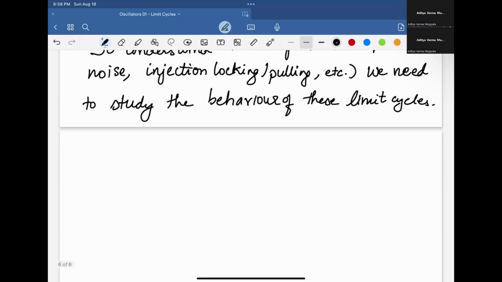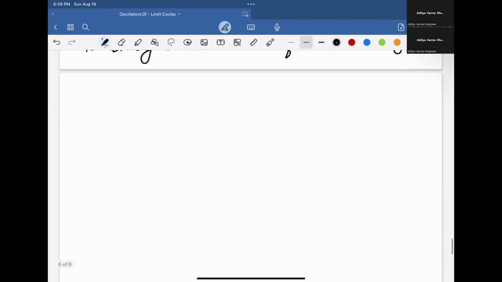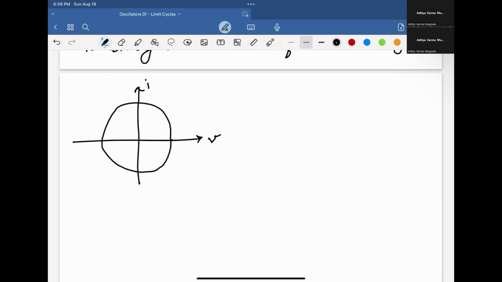So let me give you a preview of what we're going to do. Let's say I have some kind of oscillator, say V and I again, and this is the stable limit cycle. It's a perfect circle. So then I know that if I look at the voltage, it would be perfectly sinusoidal, which is just the projection of this limit cycle on the V-axis. Is that really true? That's only true if this trajectory around this circle has a constant angular velocity. And that's not necessarily true, right?